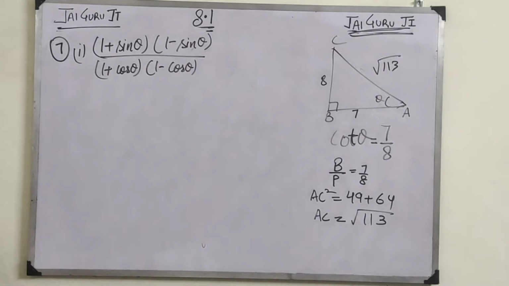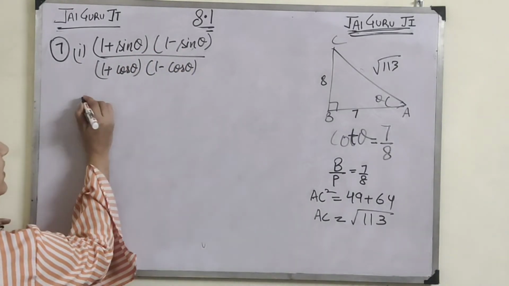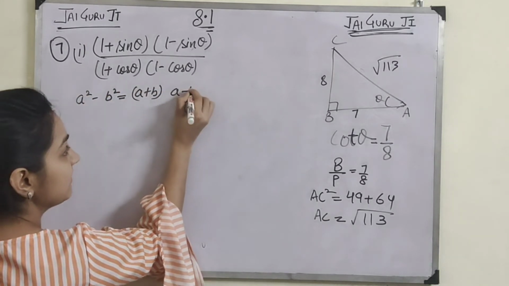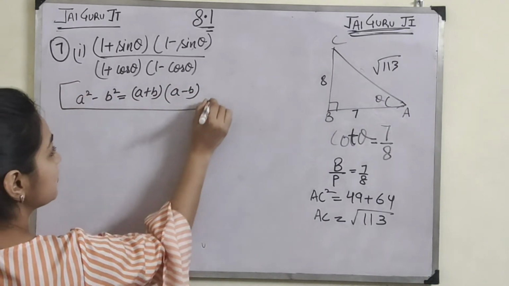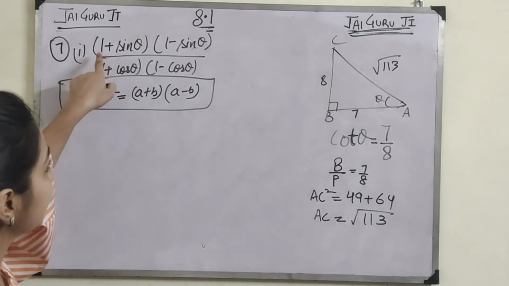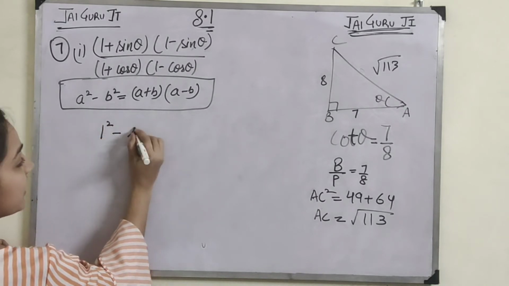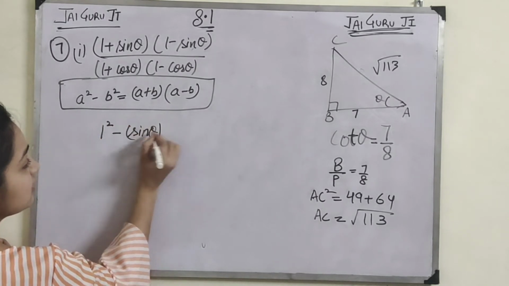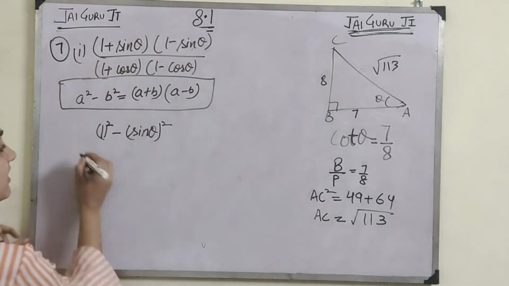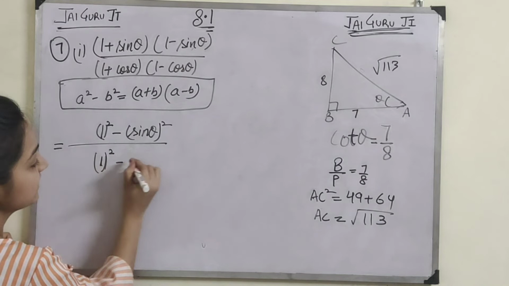Now you have been taught a formula: a plus b, a minus b is equal to a square minus b square. Write it down please. a plus b, a minus b is a square minus b square. This is the formula done in previous classes. So I will apply a plus b, a minus b, a square minus b square. This is 1 square minus sin theta whole square, because a is 1 and b is sin theta. Similarly in the denominator also, a square minus b square.